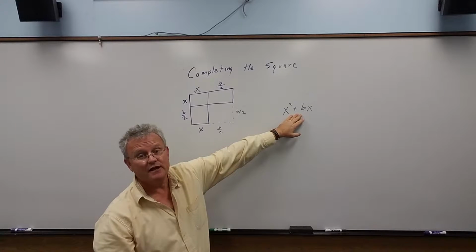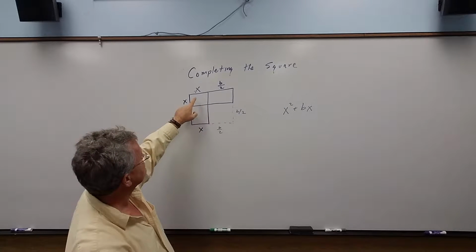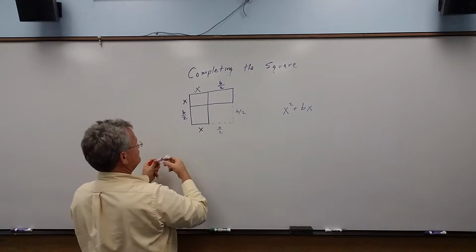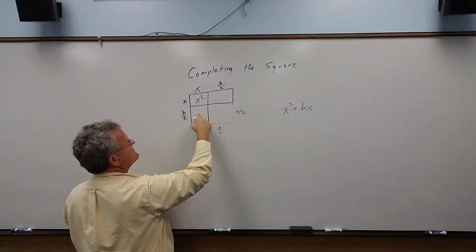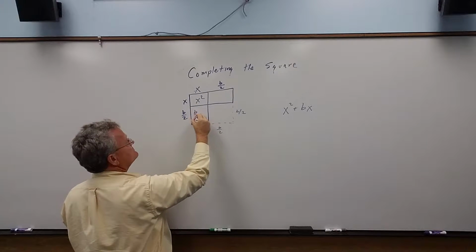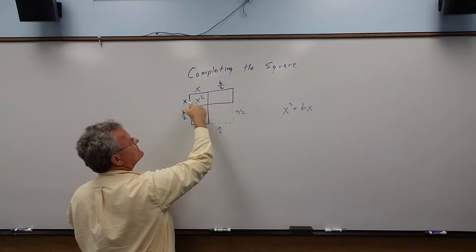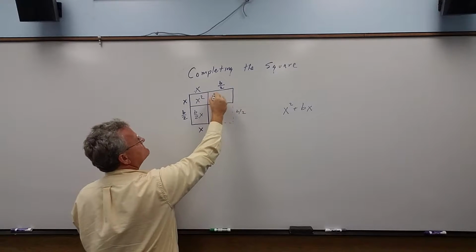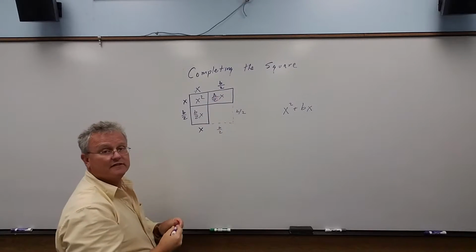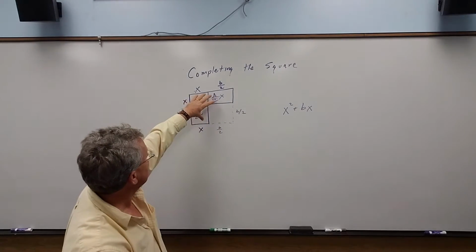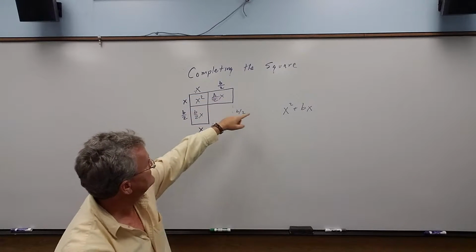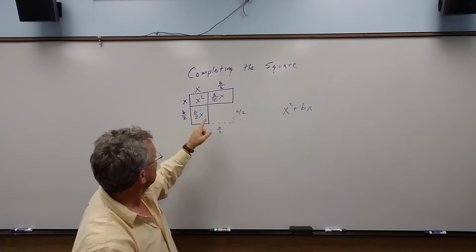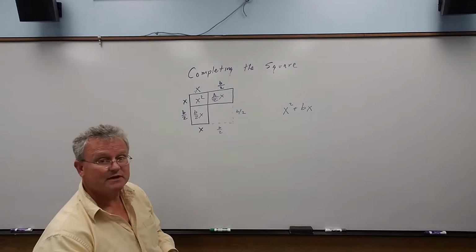Well, this right here, x squared plus bx, is the area of this right here. This area is x times x, which is x squared. This area is x times b over 2. Similarly, this area is x times b over 2, or b over 2 times x, just finding the area of a rectangle. So the total area here is x squared, and these two added together, b over 2 plus b over 2, is just b. So this gives us x squared plus bx.